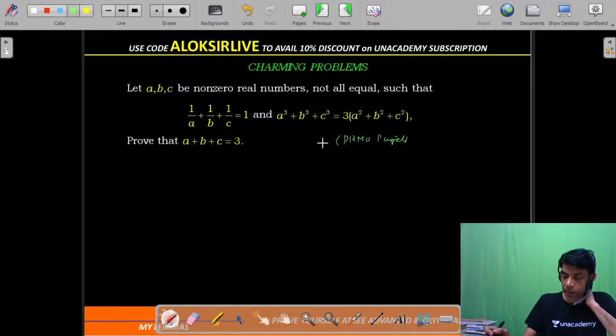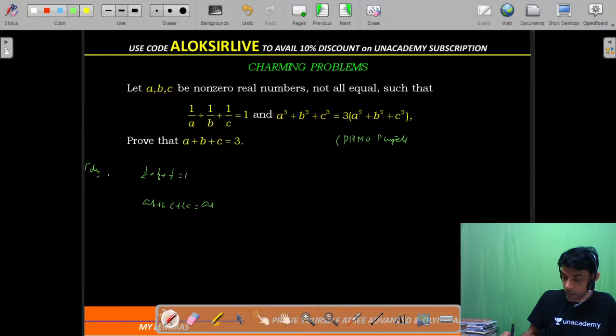So it was based on that one: a cubed plus b cubed plus c cubed. Let's do it. Here, this first thing, 1 by a, 1 by b, 1 by c equal to 1. This can be written as ab plus bc plus ca equal to abc. That is correct. That is the first one. Now I want this one: a cubed plus b cubed plus c cubed minus 3abc equals 3 times a square, b square, c square. And we have to prove this one.